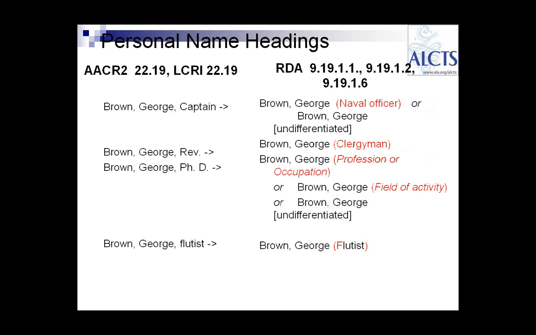And also within personal name headings, you will see some changes, and I'm going over this very quickly. Basically, certain words such as captain, reverend, PhD will not be used in the authorized forms, but instead words like naval officer, clergyman, profession or occupation of the particular entity, field of activity of the entity will be used.